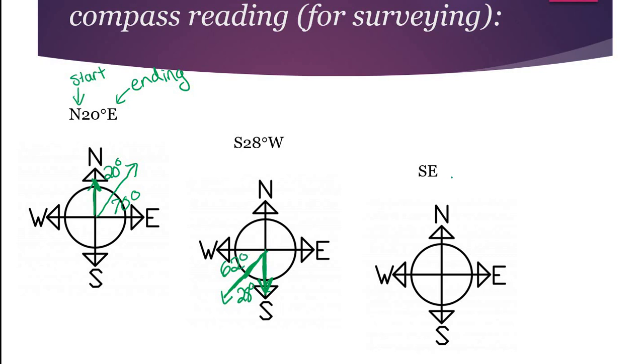All right, and lastly, if you see southeast or northwest or southwest and there's no number in between, you assume it's a 45, that you're cutting it in half. So starting at south, going towards east at 45 degrees.